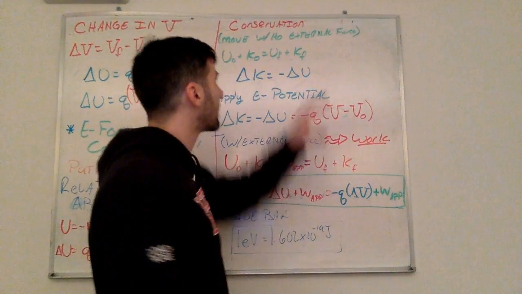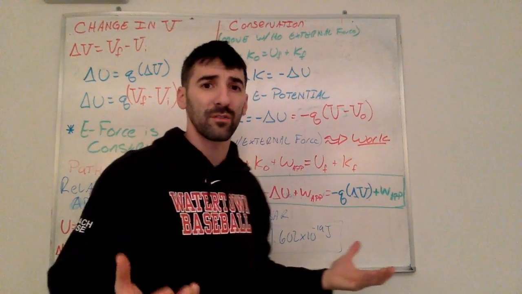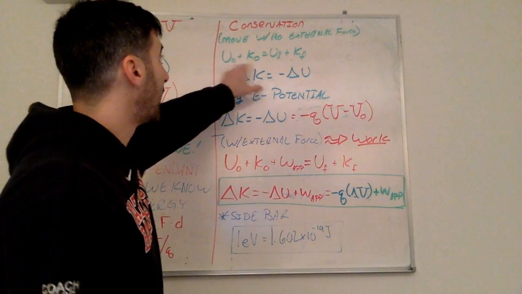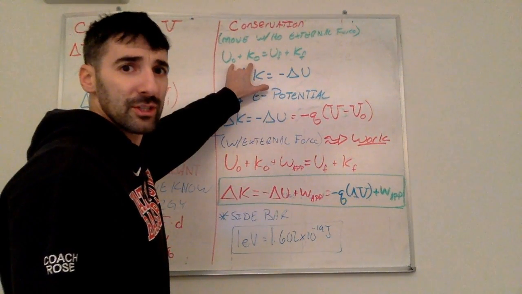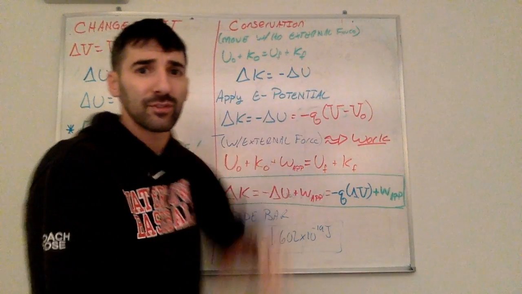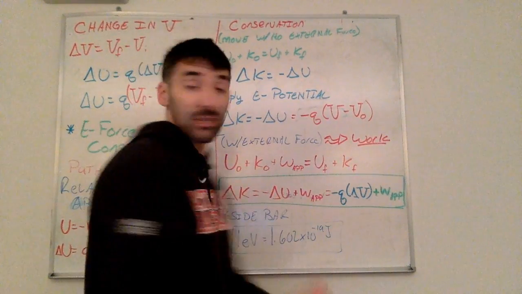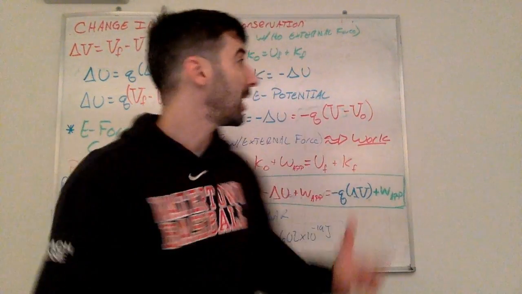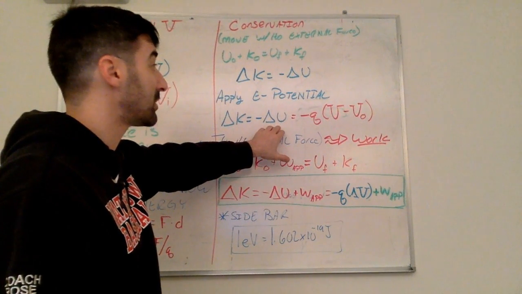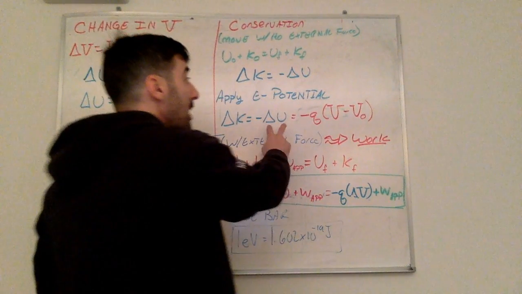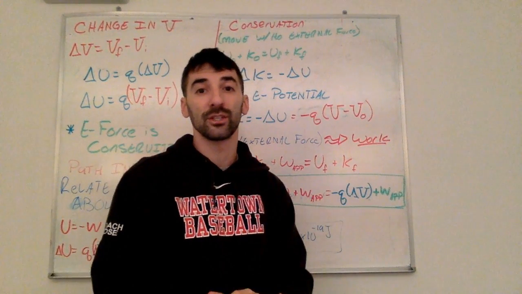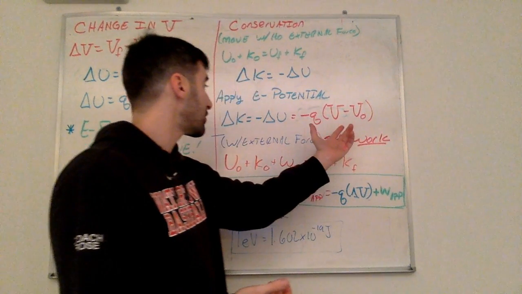To start, let's say something is moving with no external forces, just like we've done in the past to start our conservation of energy. Well, I know that my initial energy is equal to my final energy. Rearrange, I know my change in kinetic energy is just my negative change in potential energy. Apply that to what I know. I have my change in kinetic energy, which is equal to my change in potential energy. Obviously, there's a negative sign there. My change in potential energy is just plugging in negative Q times V minus V naught, final minus initial electric potential.